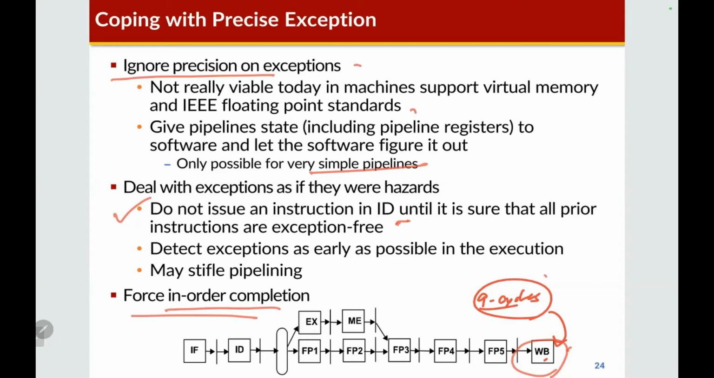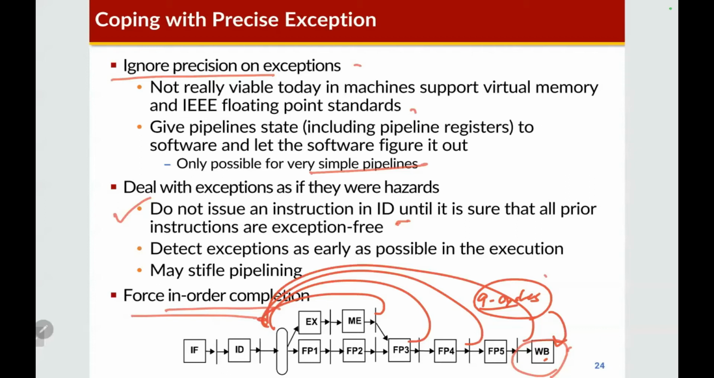Actually, we can make more forwarding paths. So we can solve the data hazard by making more forwarding paths. Also, we make the forwarding path for the integer instruction from here to here, here to here, here also. So we need more forwarding paths for integer instructions in this case. The control logic can be more complex, but in order to support precise exceptions, we can apply the in-order completion like this.